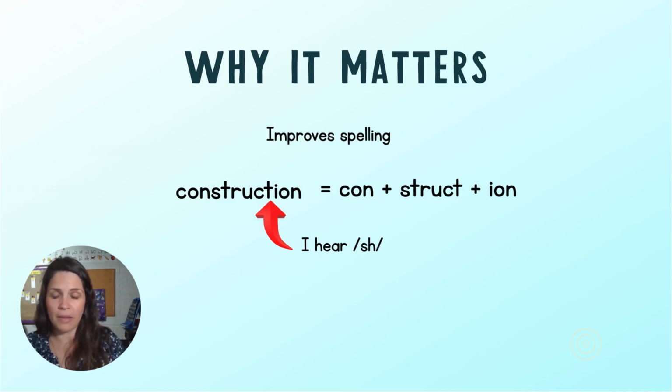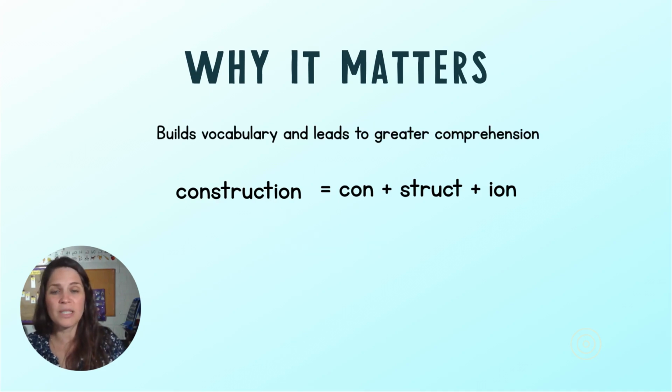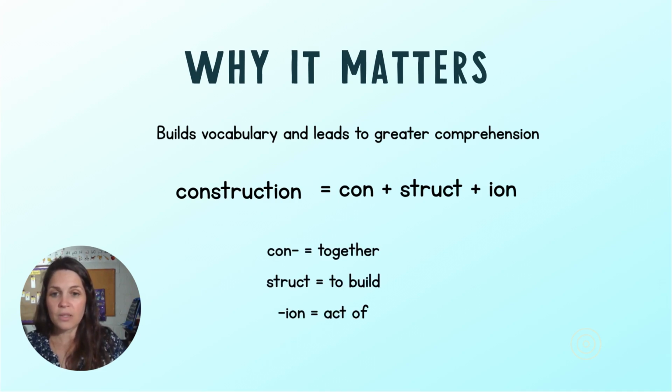And then it also builds vocabulary and leads to greater comprehension. So you can break words apart according to their morphemes, and then you can analyze the meaning of the morphemes. So for example, in the word construction, the prefix con means together. Struct is a Latin base that means to build. And then our suffix ion is the act of. So our literal definition, the act of building together.